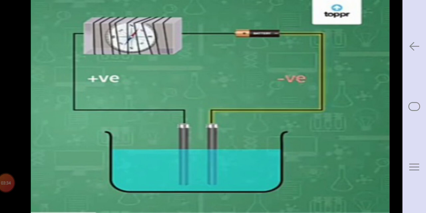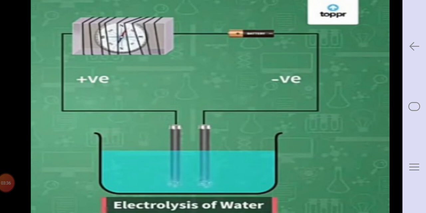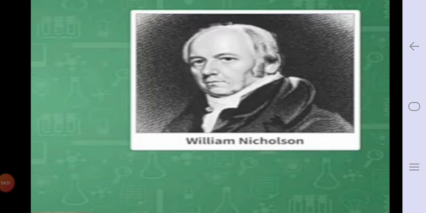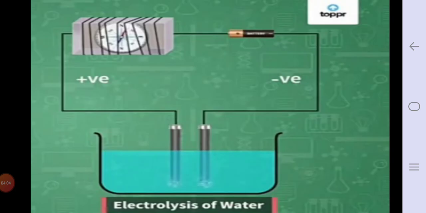Now what changes occur? You can see below, in the beaker, some small bubbles are formed. Now this is a change. It is a chemical change. Why is it a chemical change? You know what a chemical change is? When a chemical change occurs, a new substance is formed. Here also gas is produced. Bubbles are formed, that means gas is produced here.